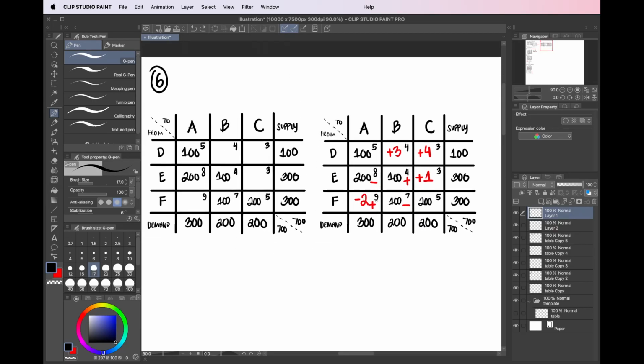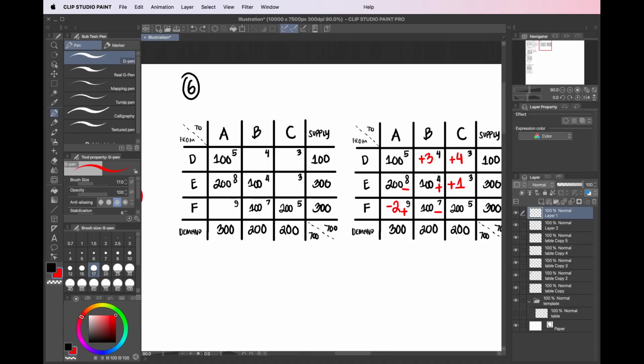So remember, since we determined 100 is smaller between 200 and 100, 100 is smaller. So minus 100, plus 100, minus 100, plus 100. So what would happen now to your table would be, wait, let me merge these, sorry.